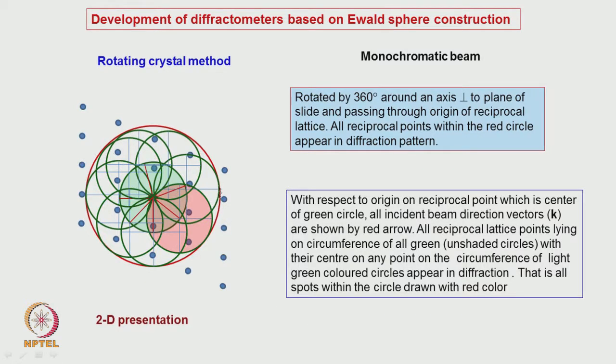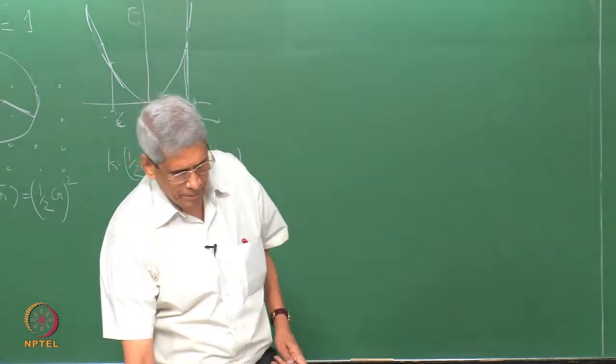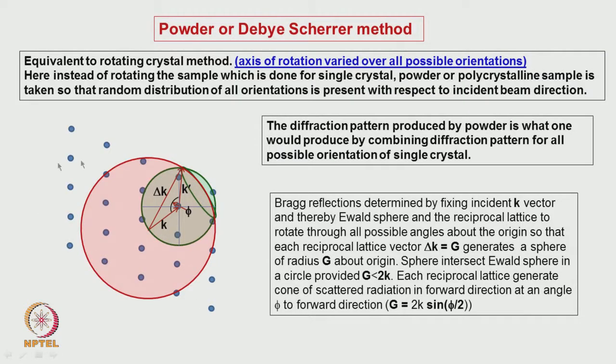Another form of the same method is what we call the Debye-Scherrer powder pattern. In the powder pattern, what do we do? We take the sample, powder it and put it. That means the beam remains the same, but the powder takes all orientations. It is exactly equivalent to it. You understand that? Okay. So this is also based on the same principle of the Ewald sphere, and that is exactly what is being shown here.